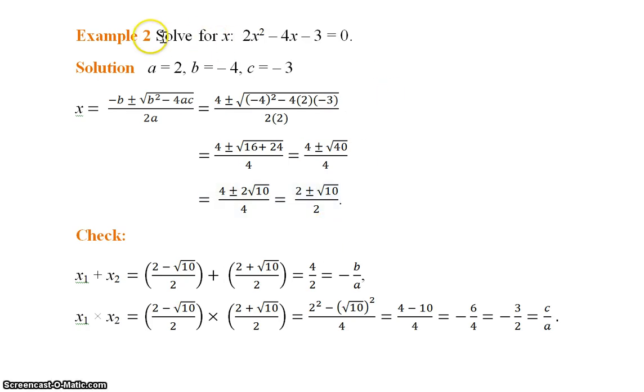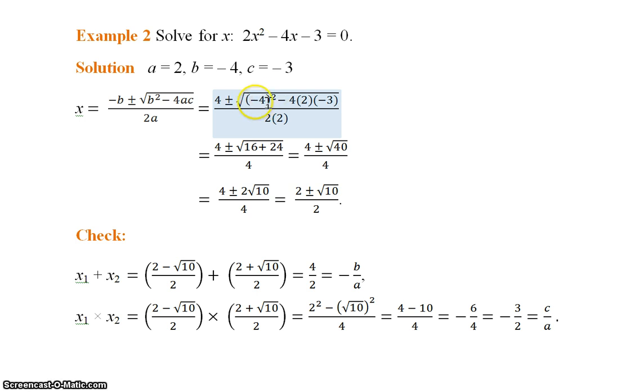Example 2. Solve for x. 2x squared minus 4x minus 3 equals 0. In this case, a is 2, b is minus 4, and c is negative 3. We substitute these values into the quadratic formula and we get this expression. Check it, please.